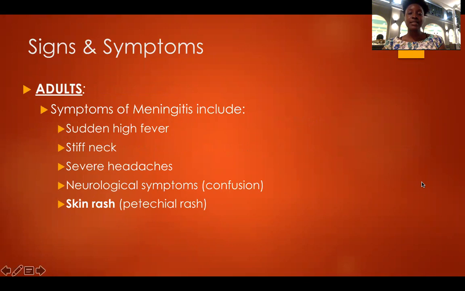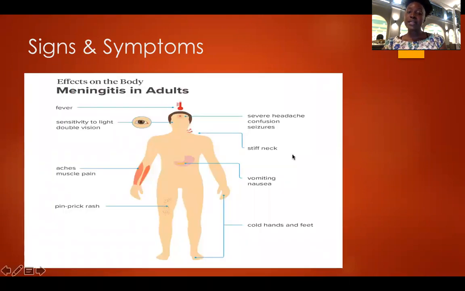Symptoms of meningitis in adults include a sudden high fever, stiff neck, severe headaches, confusion, and skin rash, which appears as a petechial rash. Here we can see a picture of symptoms of meningitis in adults. Again, the rash, the fever, stiff neck, and severe headache.